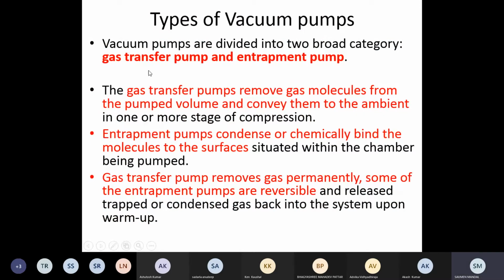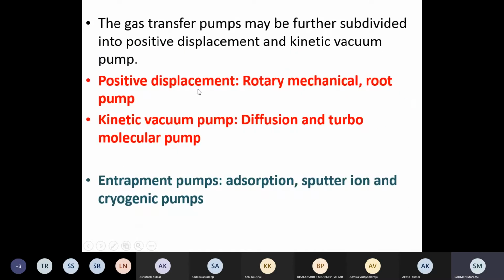The gas transfer pump works as a kind of irreversible process. It just removes the gas molecules from the chamber. However, what does the entrapment pump do? It may condense or chemically bind the molecules to the surface. The gas transfer pump removes the gas permanently, and some entrapment pumps are reversible. Now again the gas transfer pump we can divide into two categories: positive displacement and kinetic vacuum pump.